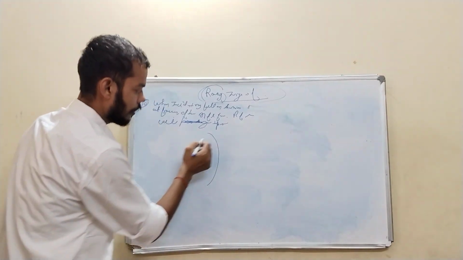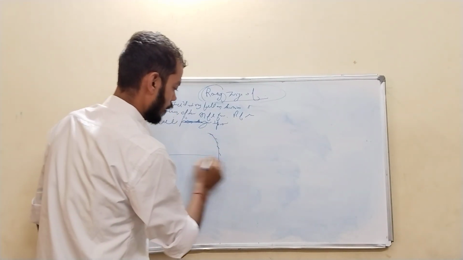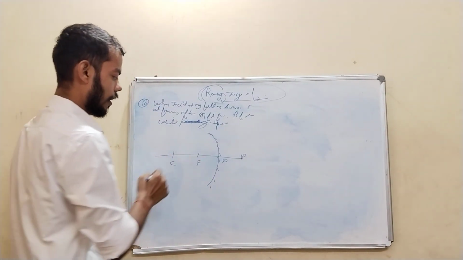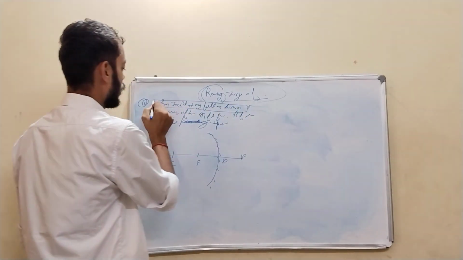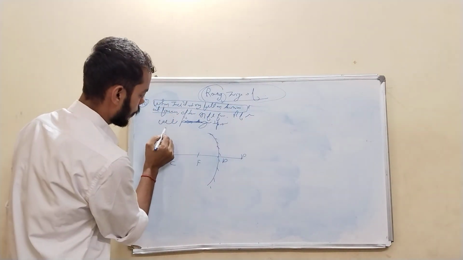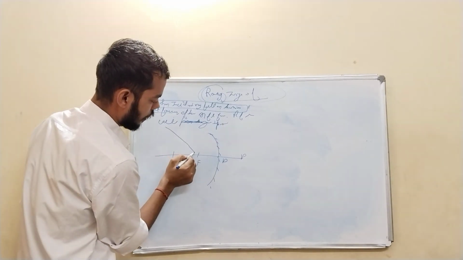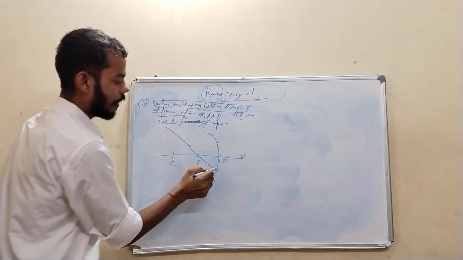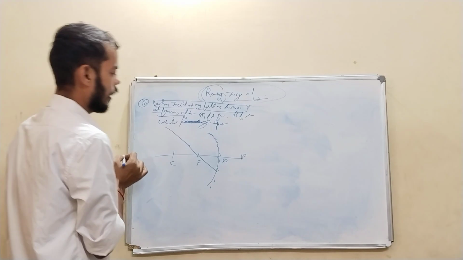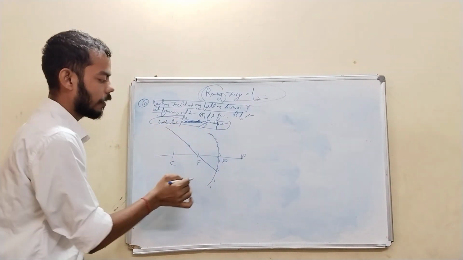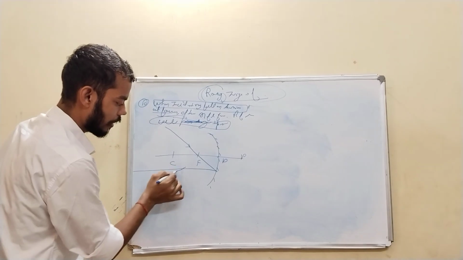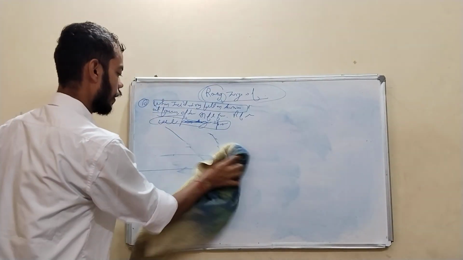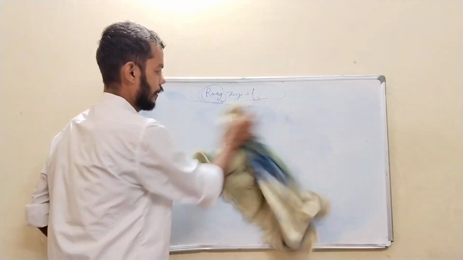So this is the concave mirror, this is the pole, this is the principal axis, this is the focus, this is the center of curvature. When the incident ray falls at the focus, after reflection from here, it will become parallel to the principal axis. So this goes like this, parallel to the principal axis, and this is the second rule, not law.